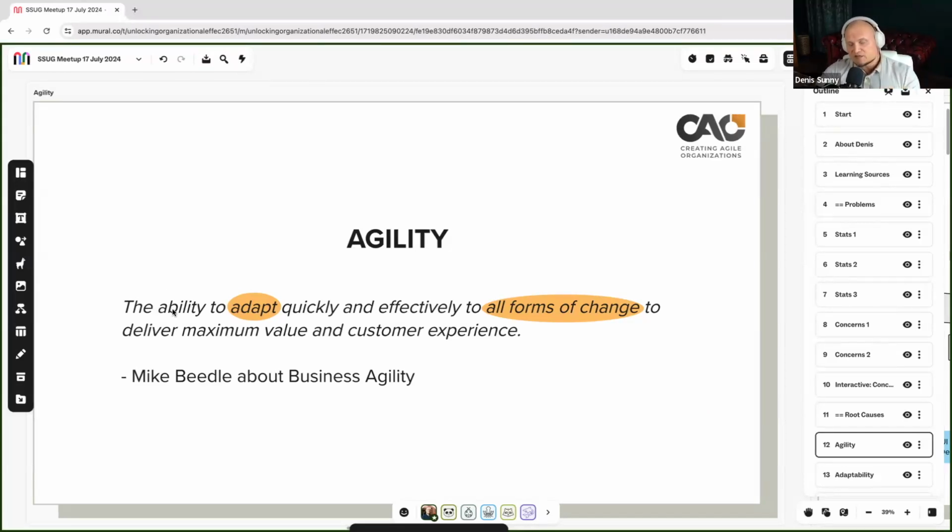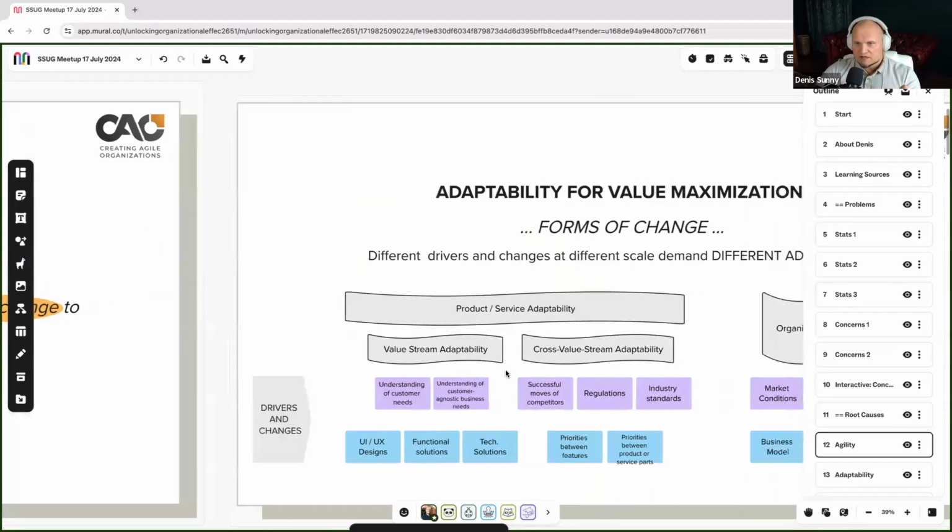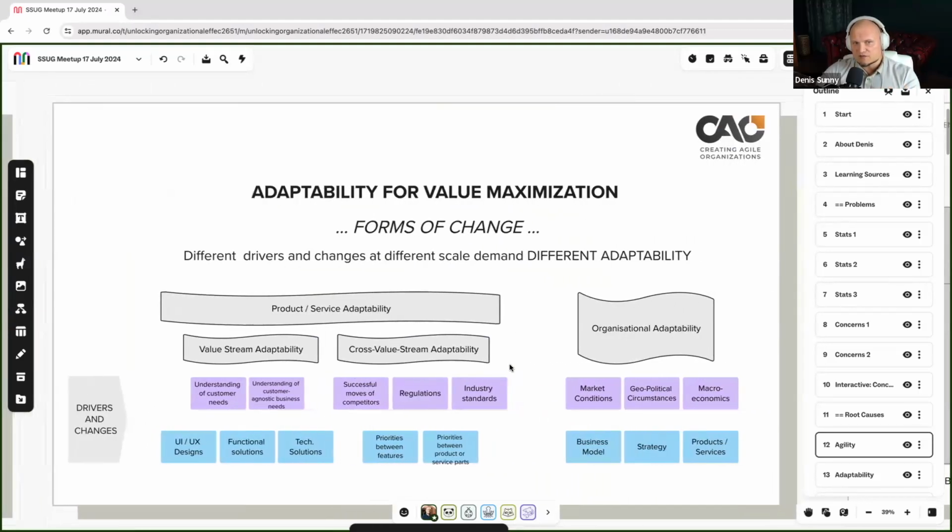So, the ability to adapt quickly and effectively to all forms of change to deliver maximum value in customer experience. As you can see, I highlighted just two main parts of this: adapt and all forms of change. Why? Because in the following slides, I will use the word adaptability, just to not mix with different types of agility meant in different frameworks, for example. So I will speak about agility, meaning adaptability for value maximization.